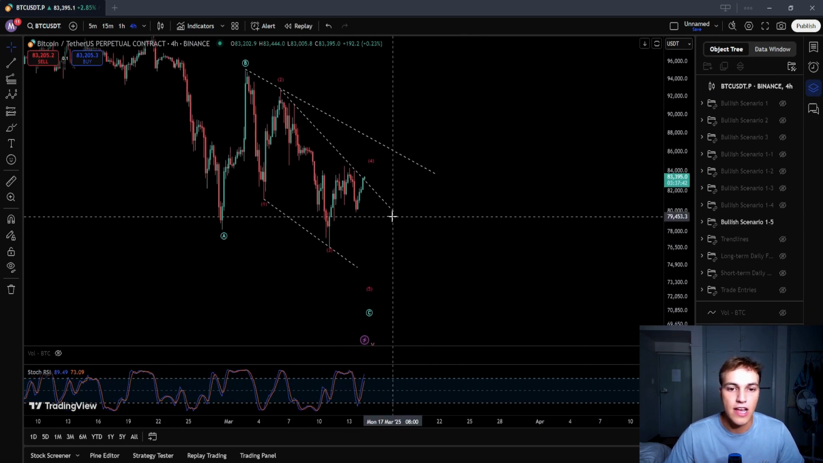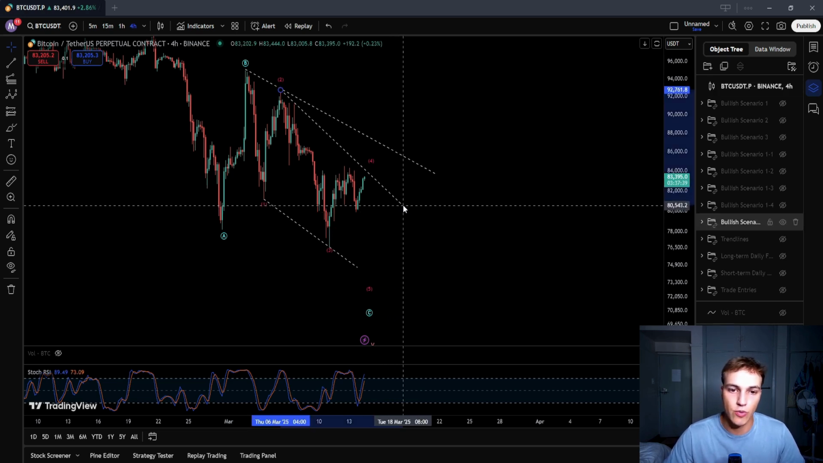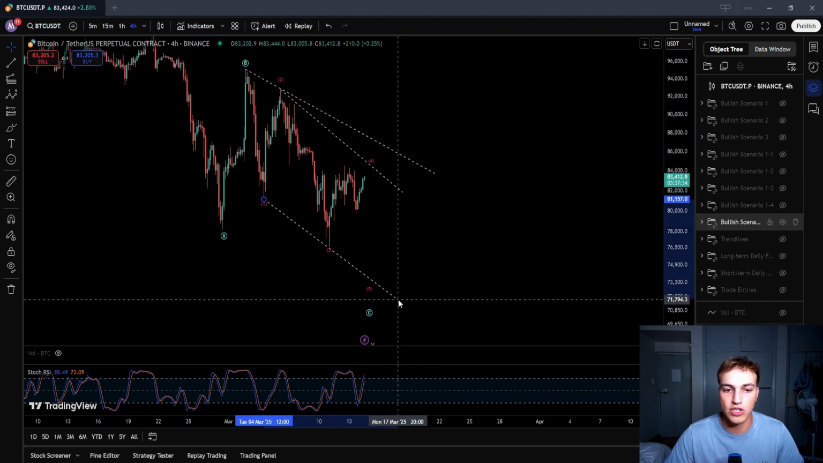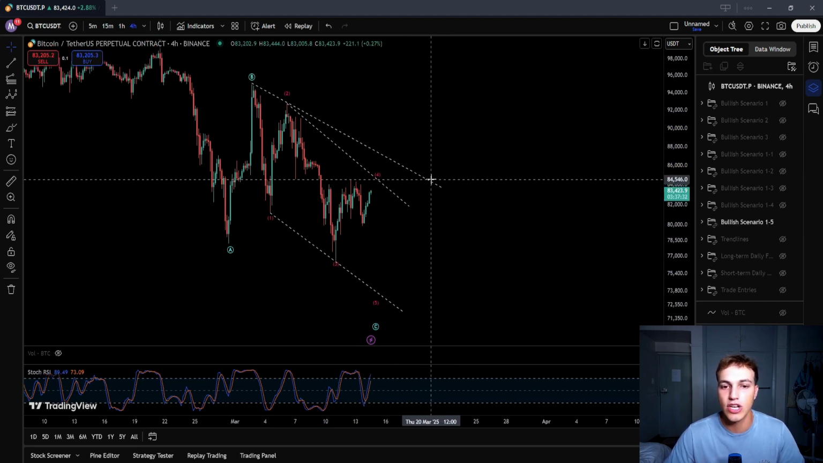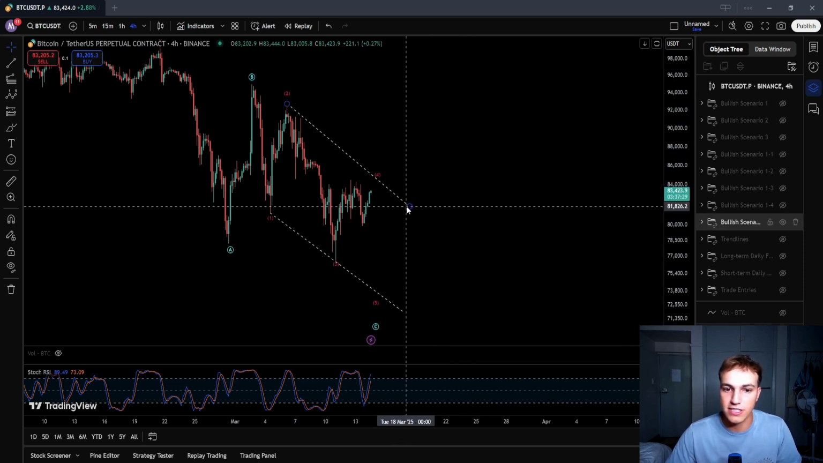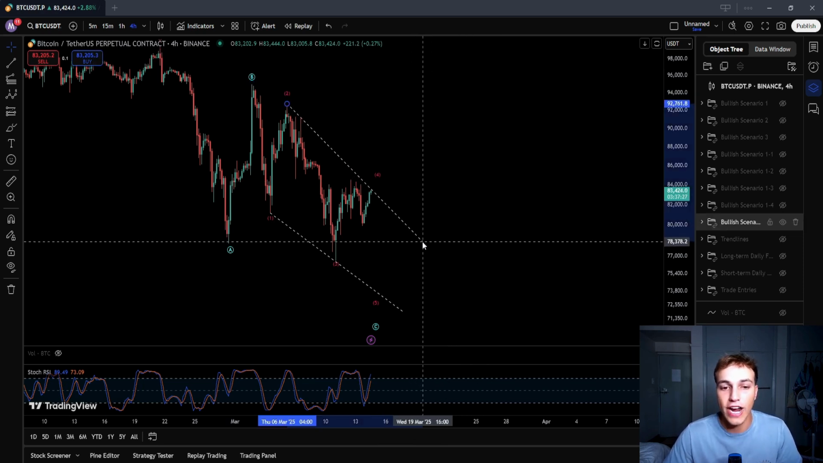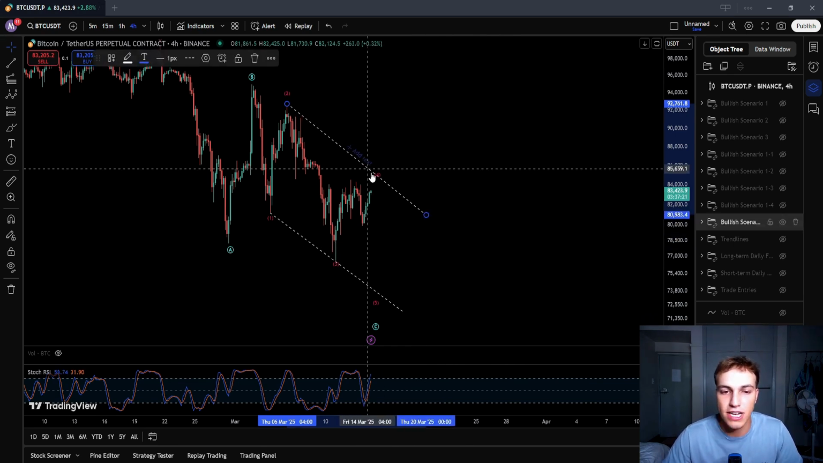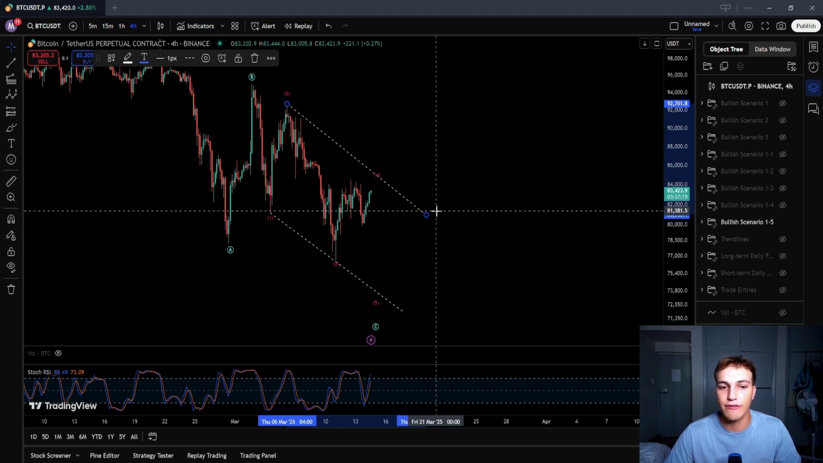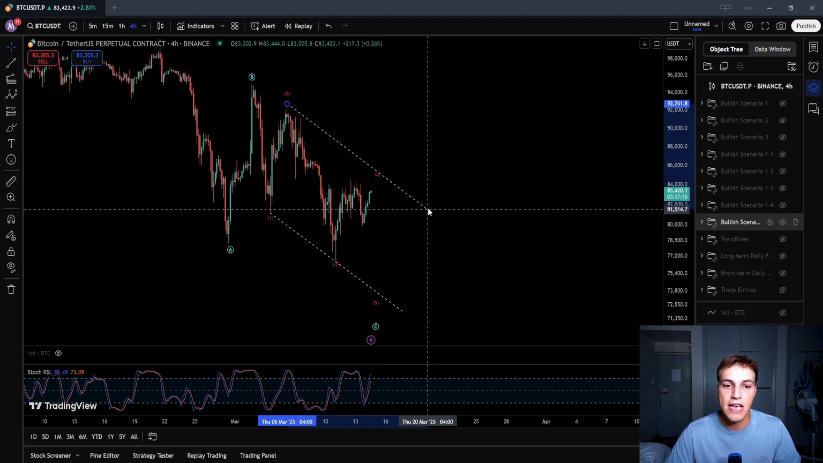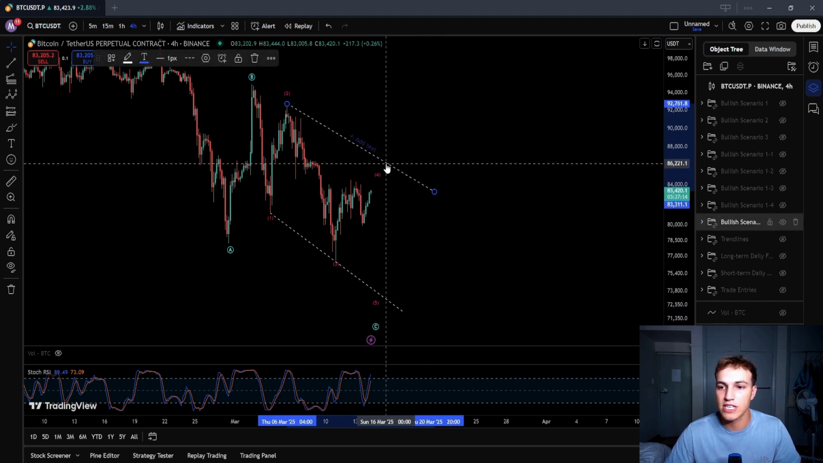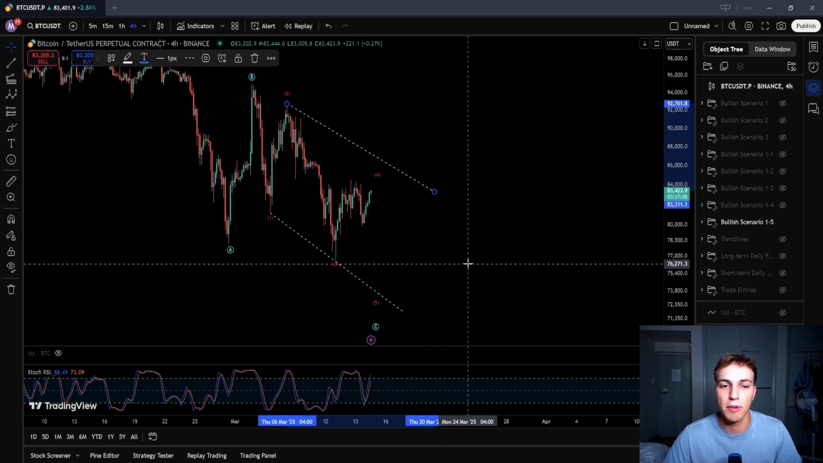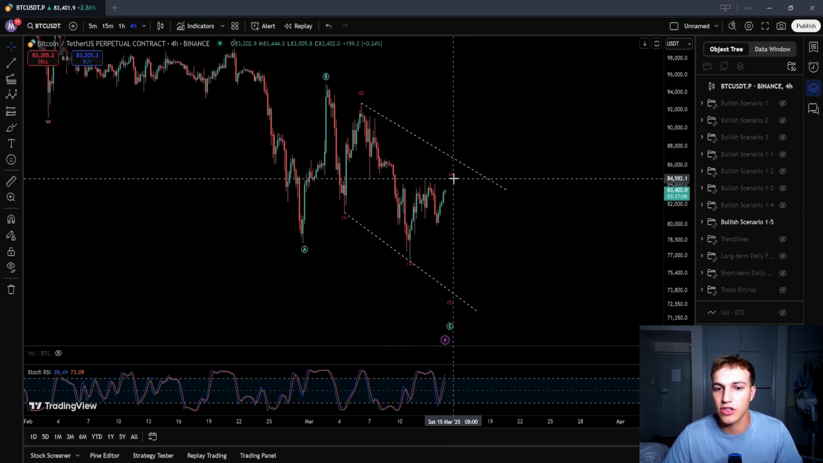The only issue here now is that this expanding higher and higher means that we can possibly get an expanding diagonal, which we don't actually want. We want a leading or a contracting ending diagonal, as an expanding one is very rare. So if price does come to around this $84,000, $85,000 mark, we will still be okay. But once price extends to about the $86,000, this one will also end up a very low probability. But things are looking quite difficult on the charts at the moment.